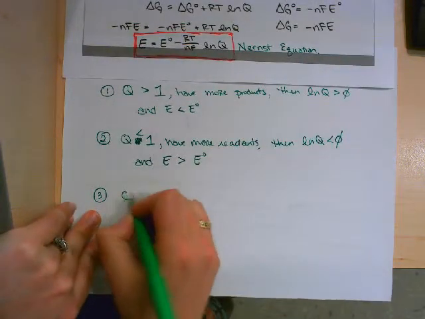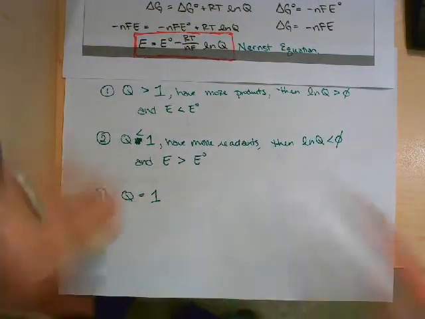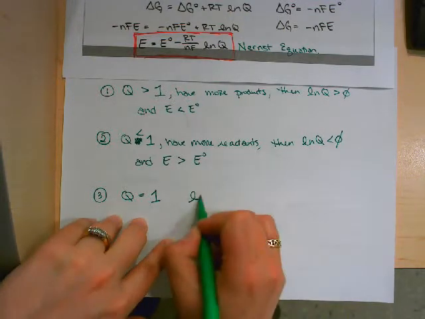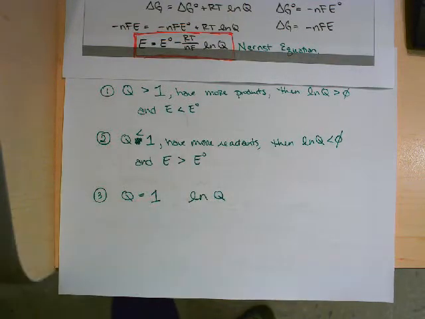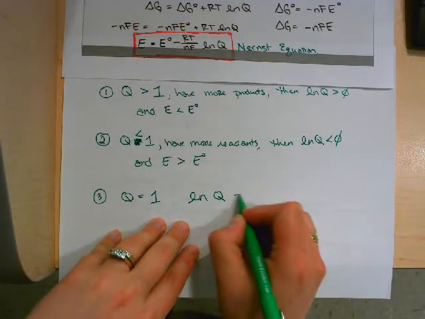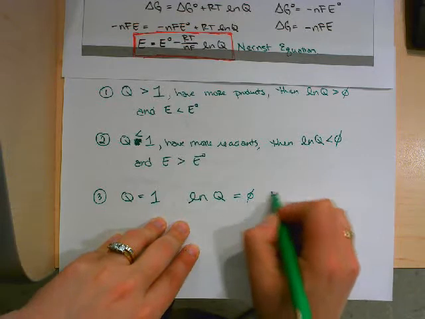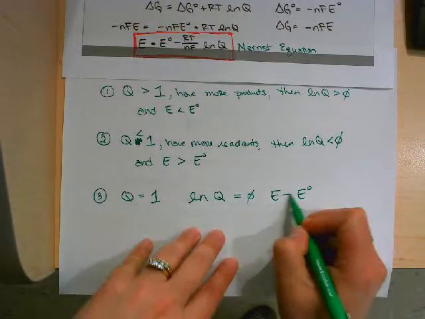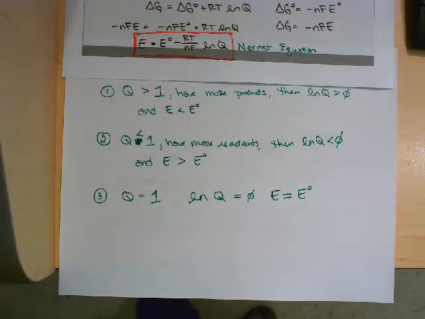Alright, what if I'm at this point? What does that tell me about the ratio of products and reactants? Equal. What's the natural log of Q if Q equals 1? How are E and E0 then related? Where am I at? I'm at standard state. That's where this one's tricky.